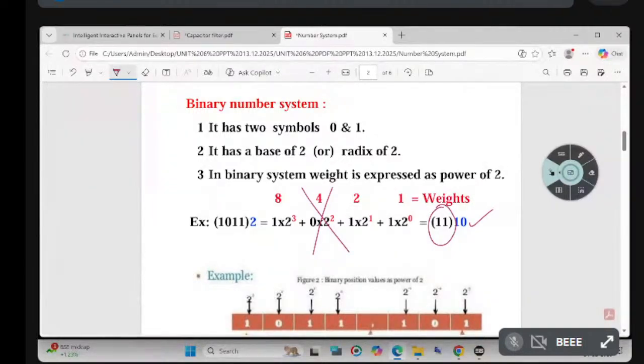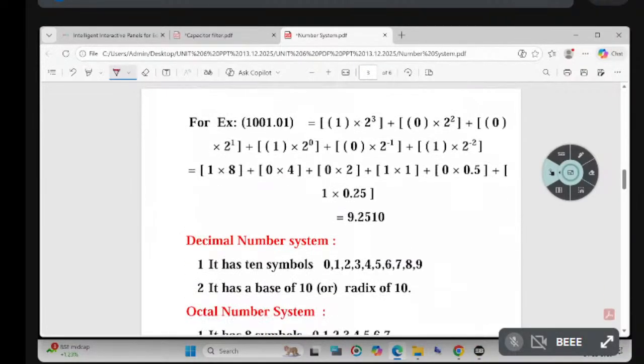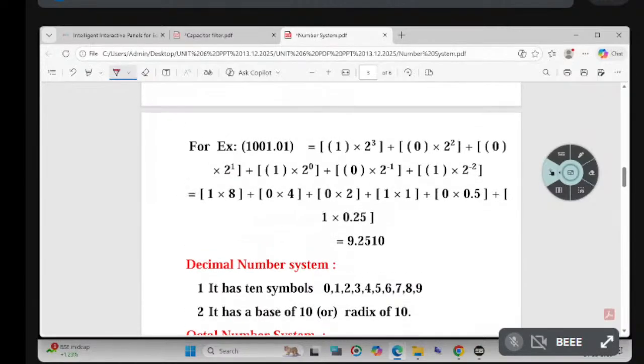Next one is the decimal system. It has 10 symbols, 0 to 9. Count: 1, 2, 3, 4, 5, 6, 7, 8, 9, 10. Base 10. 0 to 9 comes under the decimal system. The base is 10. Only 2 points: one is counting 0 to 9, and the base is 10.